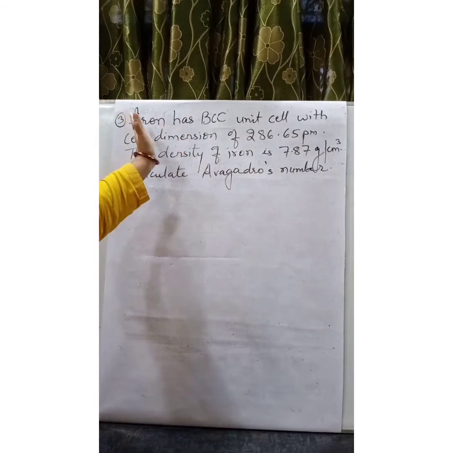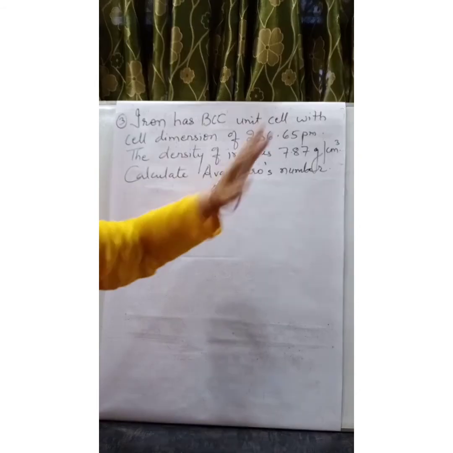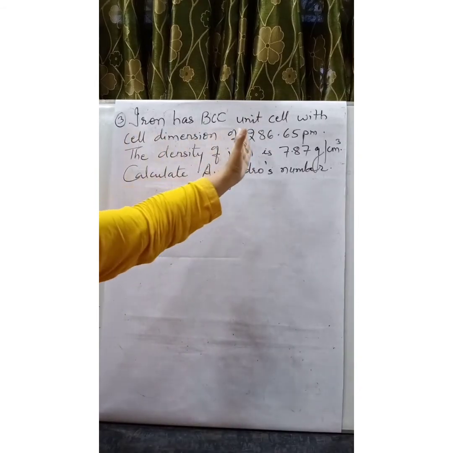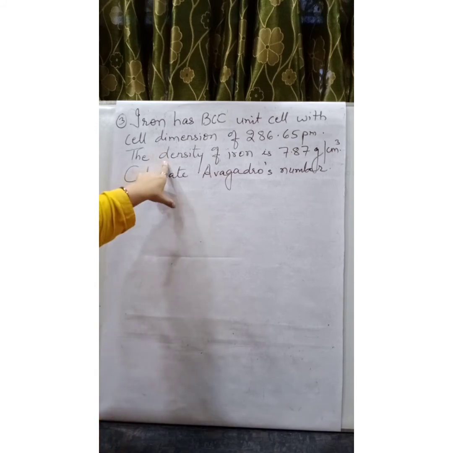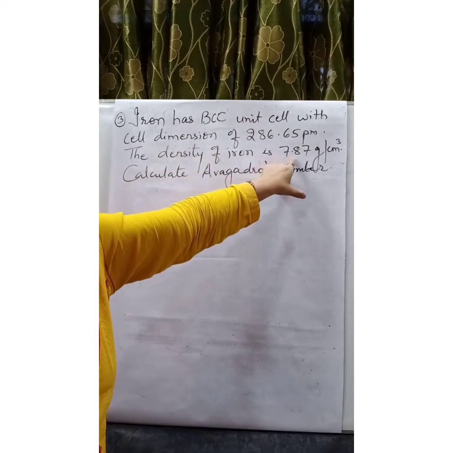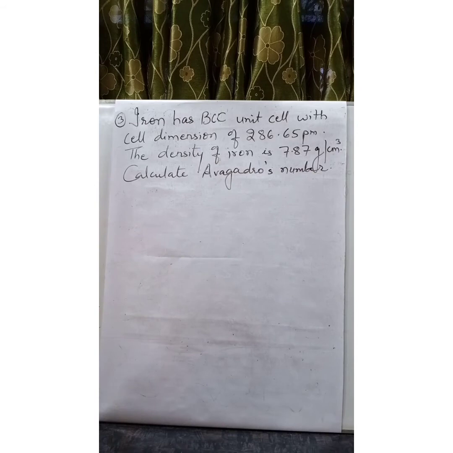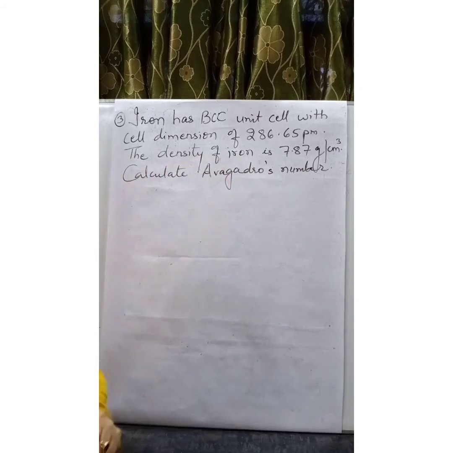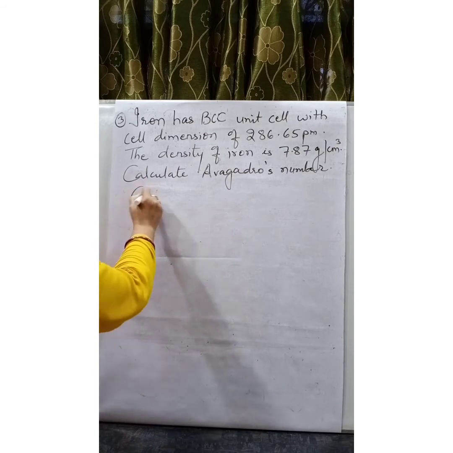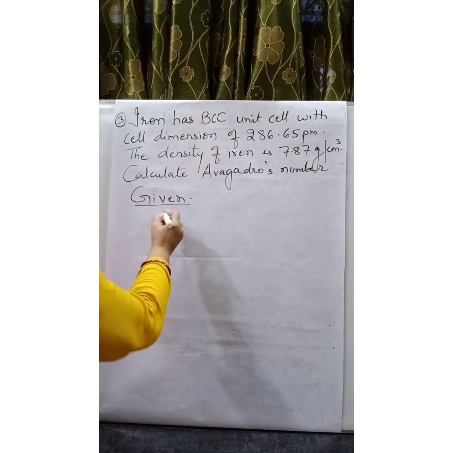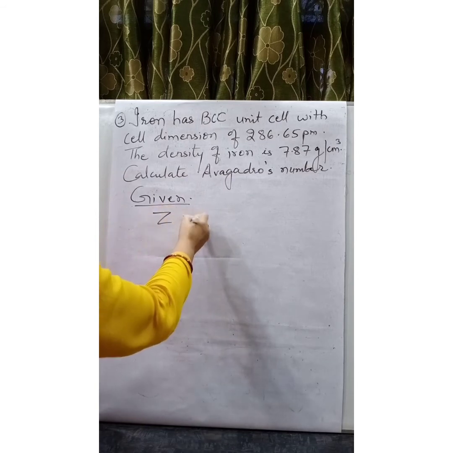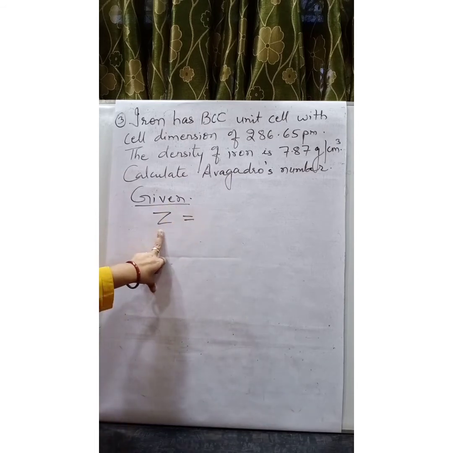Next question. Iron has BCC unit cell with cell dimension of 286.65 picometer. The density of iron is 7.87 gram per centimeter cube. Calculate Avogadro number. So put down given. It is BCC unit cell. So what is the value of Z, number of atoms per unit cell?